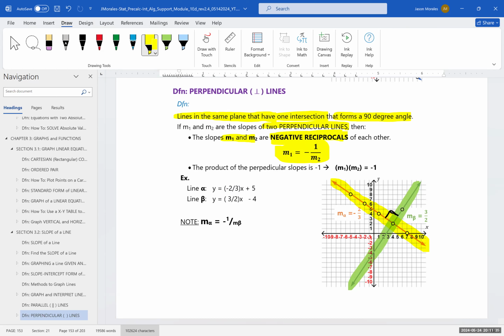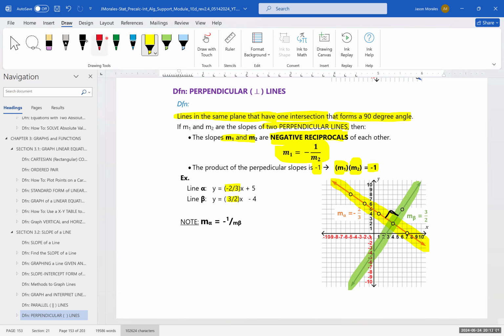The product of perpendicular slopes will always be -1. So if you multiply two slopes together and that product comes out to -1, then they are negative reciprocals of each other. So in this example over here to the right, you can see the slope of line alpha is -2/3, and the slope of line beta is 3/2.